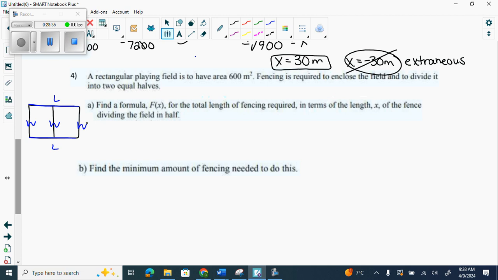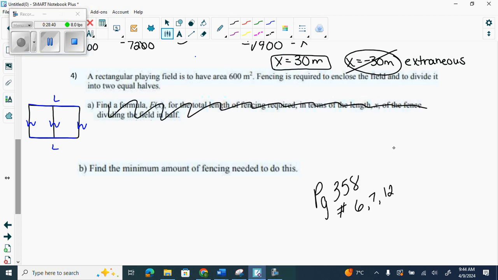I want you guys to try the question. Write your own let's statement. This is from your textbook. The solution to this last question is in Google Classroom.